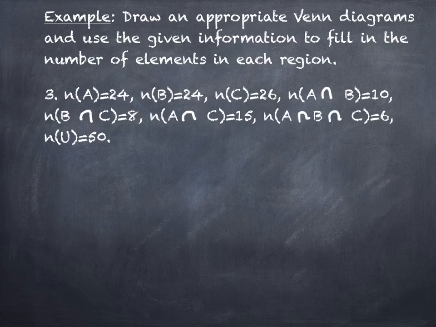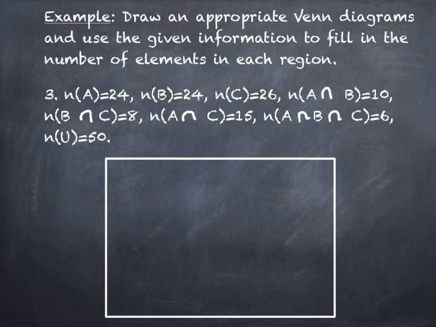Now this problem does not actually have the Venn diagram filled in, but it gives us a whole bunch of information on how to do it. All right? So first question, anytime you're asked to draw a Venn diagram is, how many circles do you need? And how many circles do you need on this one? 3. So we're going to draw 3 circles.